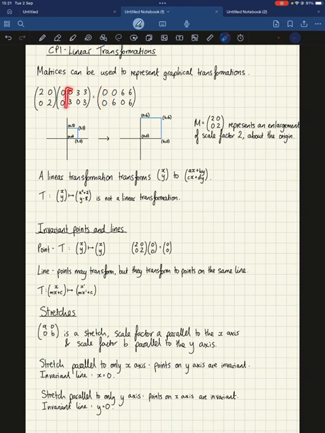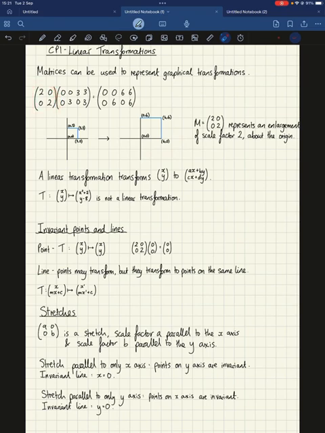But when we multiply it by this coordinate (0, 3), we get (0, 6). When we multiply it by (3, 0), we get (6, 0). And when we multiply it by (3, 3), we get (6, 6). So this square over here is mapped to a bigger square over here when multiplied by this matrix.